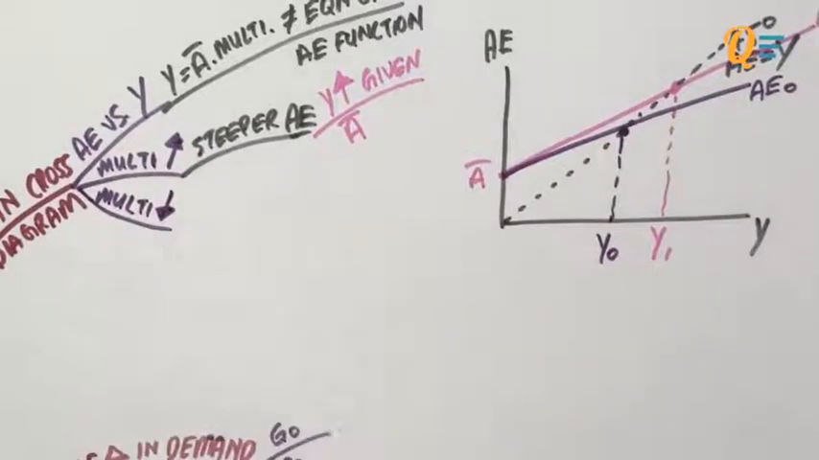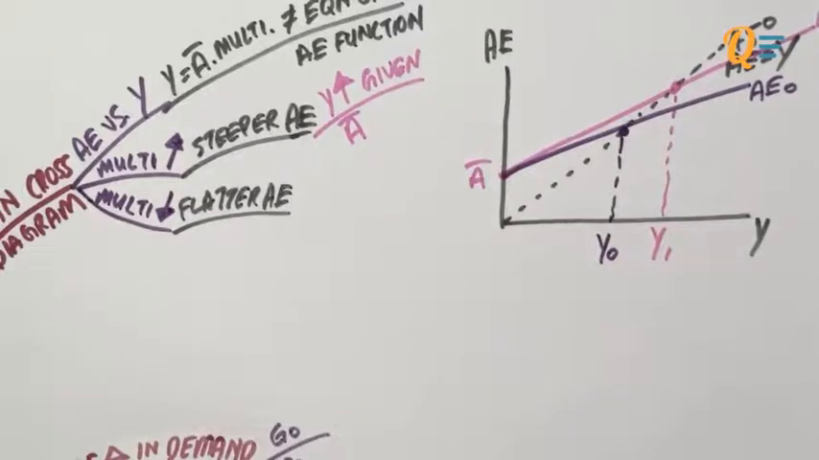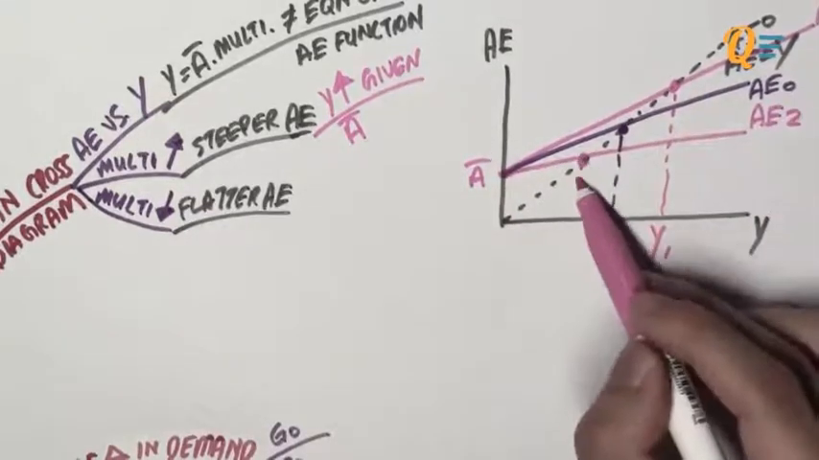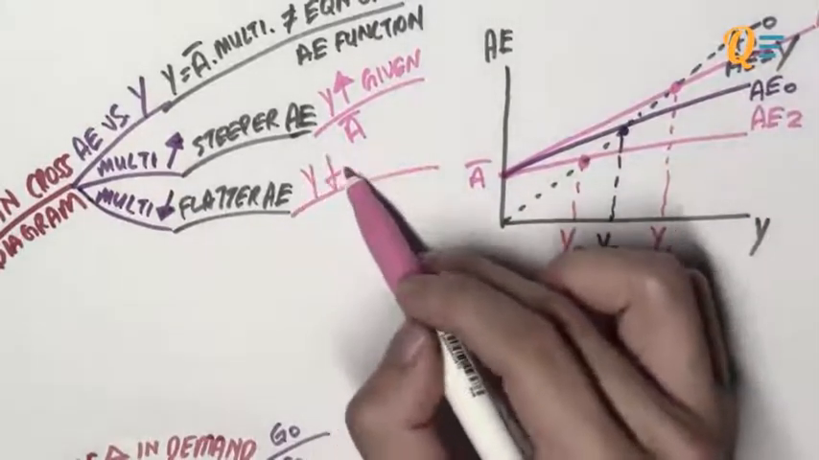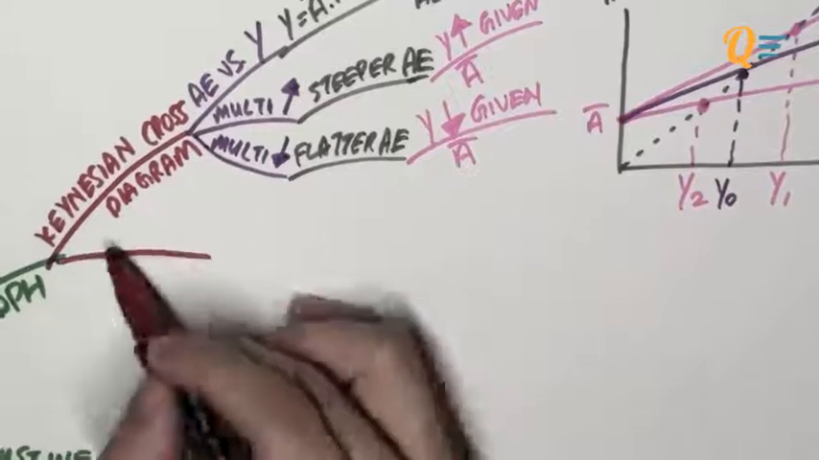The reason why it's a steeper AE is because you're going to have a larger income given a level of autonomous expenditure. At the same time, when the multiplier falls, you're going to have a flatter AE, which looks something like this at AE2. So you're going to have a smaller output given the same amount of autonomous expenditure. Okay, so it's pretty simple.